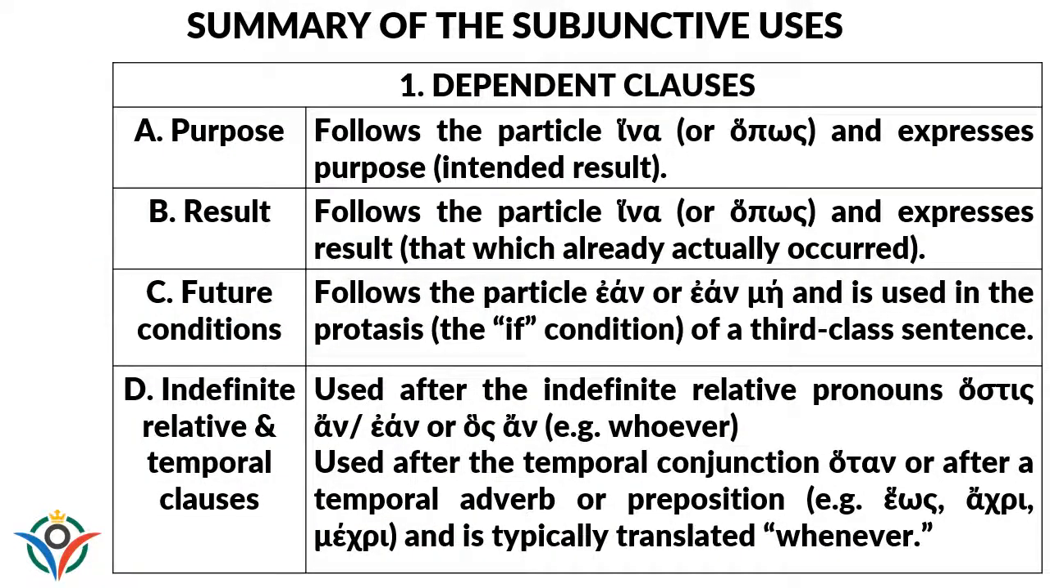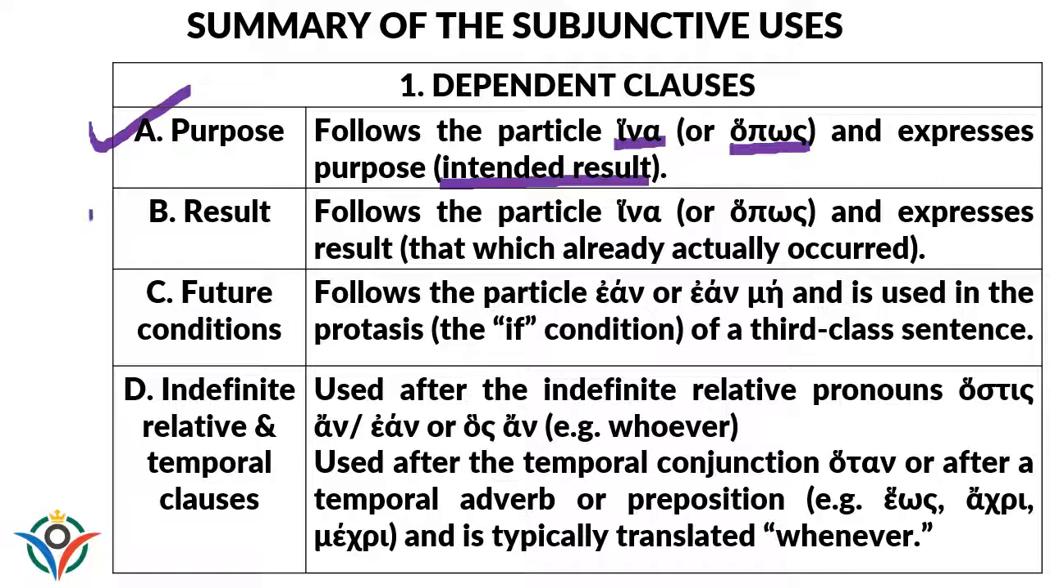I think it's appropriate to quickly take stock and do a summary of the dependent clauses before we move on to the independent clauses. So far we've looked at four uses of the subjunctive verb when found with dependent clauses. The first was the purpose, and here's a short summary. The subjunctive verb follows the particle hina, or sometimes hopos, and expresses purpose. Purpose, remember, is more the intended result of the action.